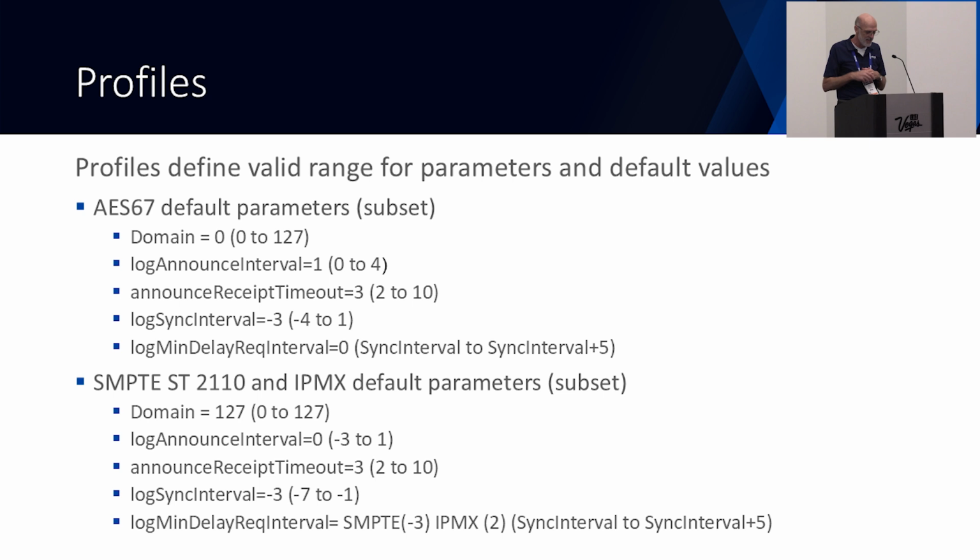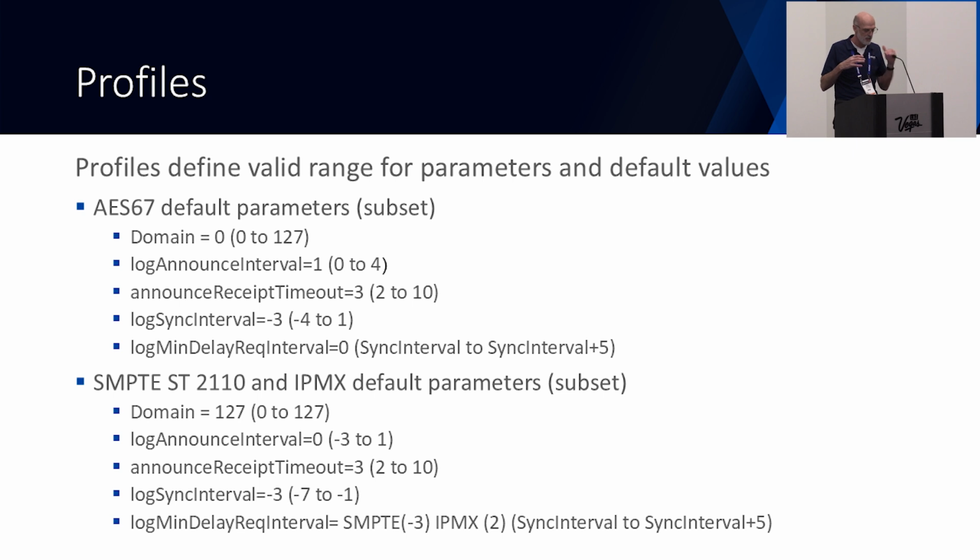So SMPTE 2110 and IPMX use default parameters for their profile, which is the domain 127, the log announce interval is 0, the announce receive timeout is 3, the log sync interval is -3, and SMPTE uses -3 for the delay request interval, IPMX uses 2. All right. You'll notice that in parentheses next to all these numbers, for example for domain it says 0 to 127. That means this is the allowed range for that profile, okay?